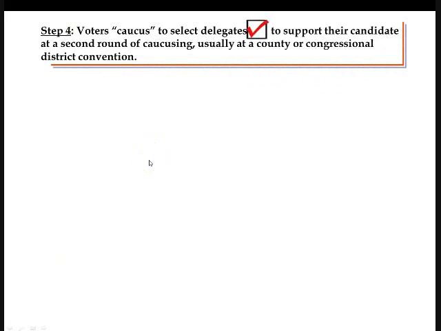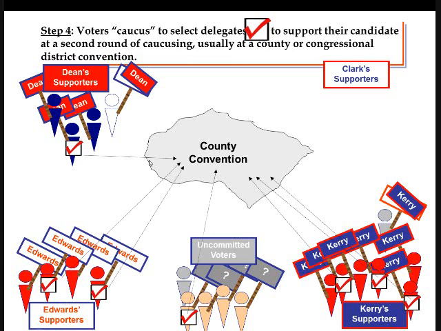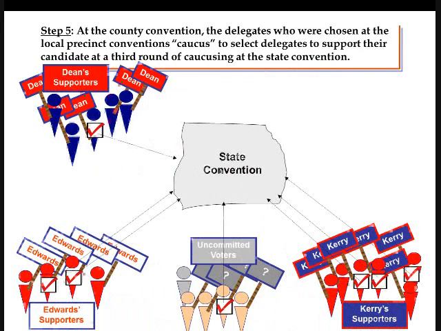At the precinct convention, they caucus to select delegates to attend a second round of caucusing, which is usually a county convention or a congressional district convention, or perhaps in some states a state senatorial district convention. And essentially the same process occurs at this level, where supporters of candidates caucus to select delegates to attend the next round of the caucusing process, which is generally a state convention. And as you might presume, of course, at the state convention, they caucus to select delegates to the national convention.